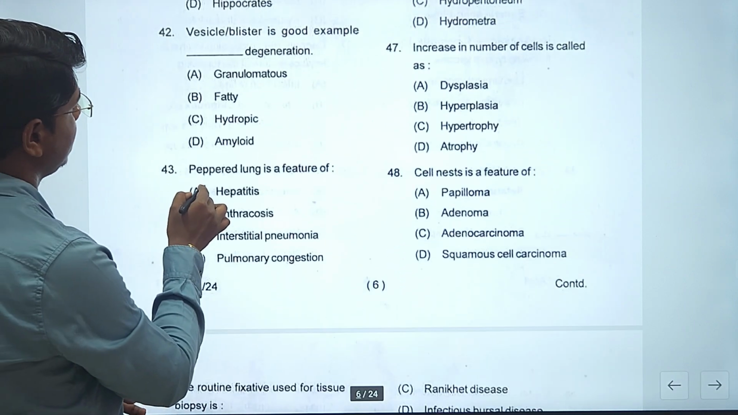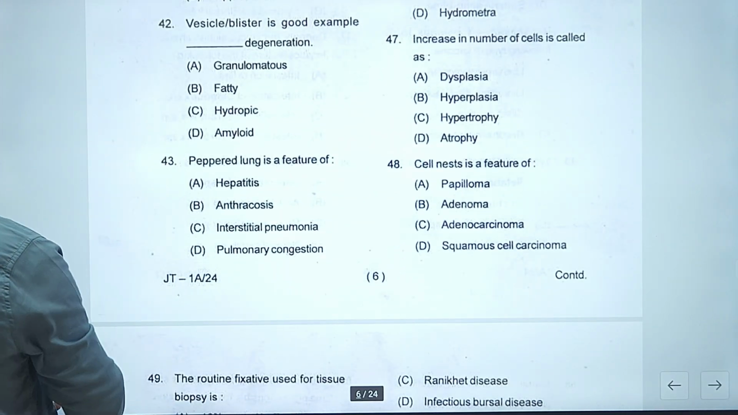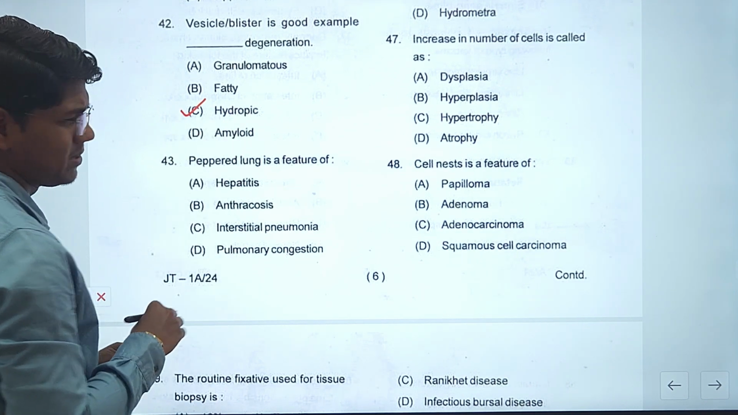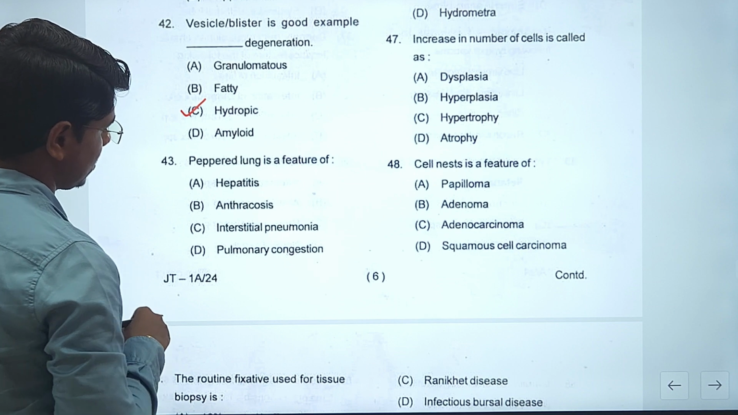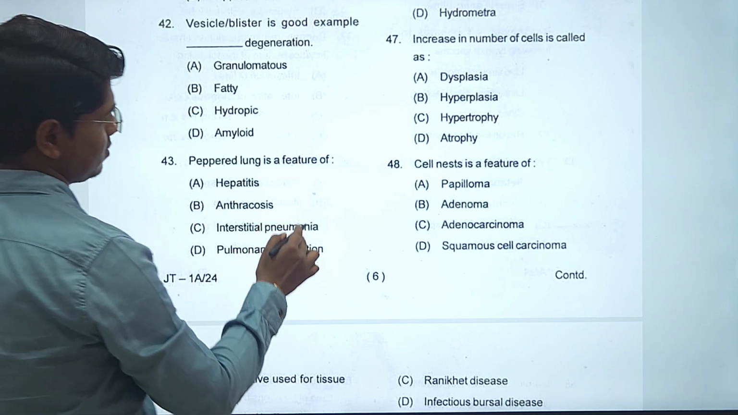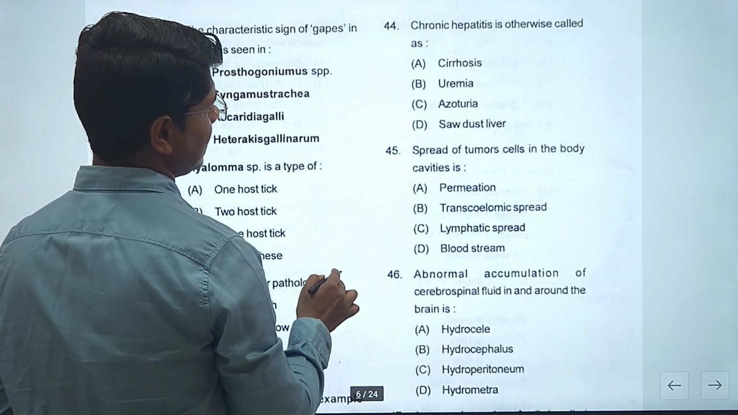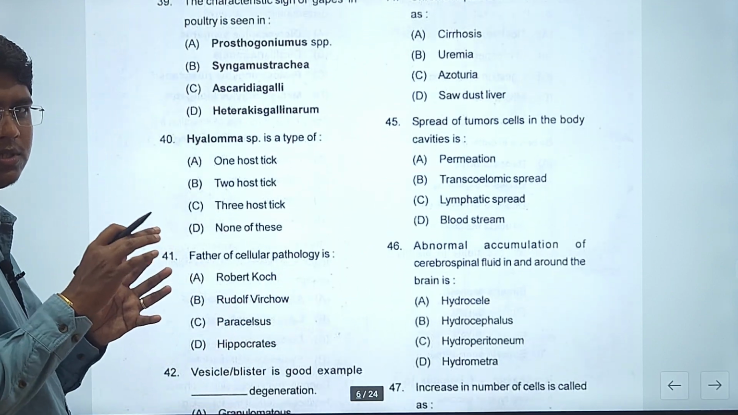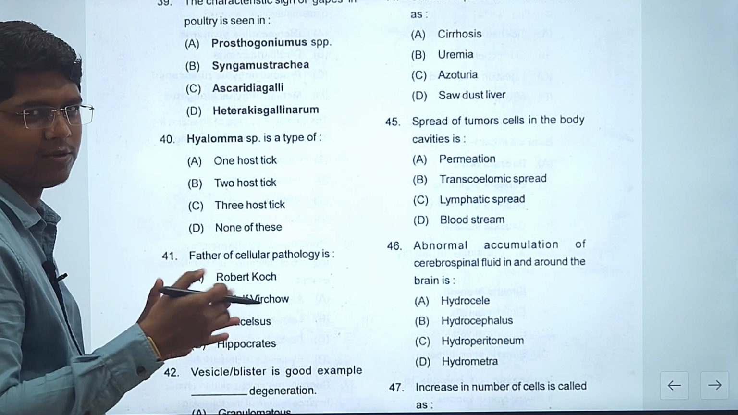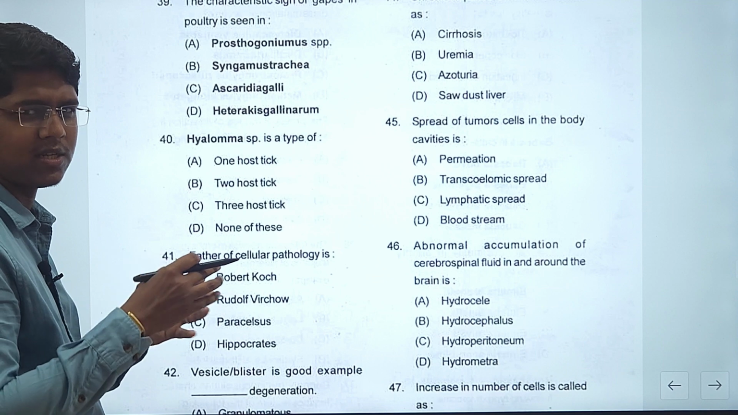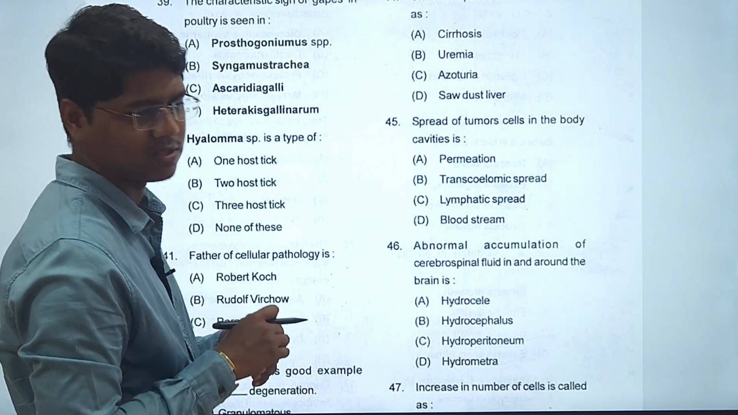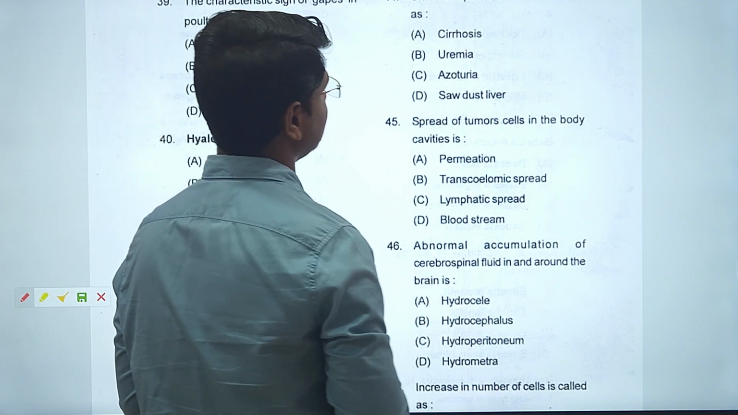Vesicle or blister is a good example of hydropic degeneration. Peppered lung, it means black coloration of lung, is a feature of anthracosis. These are very straightforward questions, not much of conceptual question. This entire paper was very much ratta type or moggu type. In India, we say that about those who only study to remember things. This entire paper has very few conceptual questions. I got really bored while solving this one.